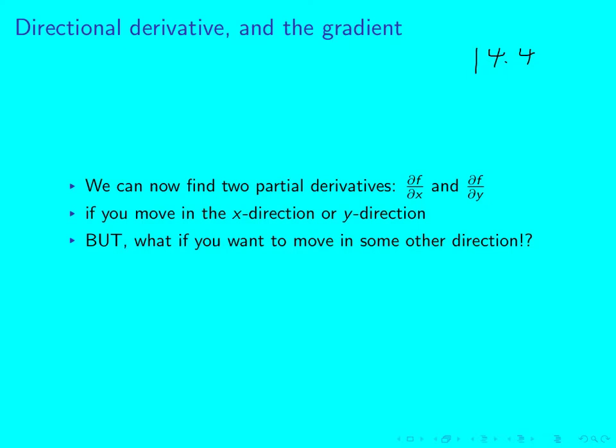In the first part of chapter 14, we looked at two derivatives, the derivative of f with respect to x and the derivative of f with respect to y. Both of these give you rates of change if you want to move in the x direction or the y direction. But what if you want to move in some other direction that's not just parallel to the x-axis or parallel to the y-axis? Then what we're going to need is a directional derivative and an associated tool called the gradient.